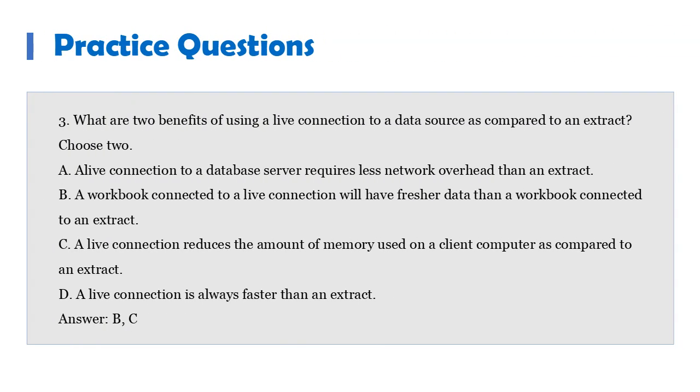3. What are two benefits of using a live connection to a data source as compared to an extract? Choose 2. A. A live connection to a database server requires less network overhead than an extract. B. A workbook connected to a live connection will have fresher data than a workbook connected to an extract. C. A live connection reduces the amount of memory used on a client computer as compared to an extract. D. A live connection is always faster than an extract. Answer: B, C.